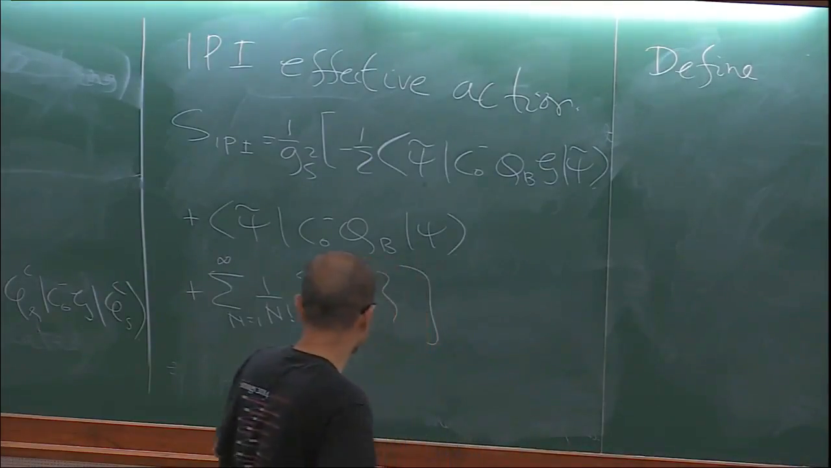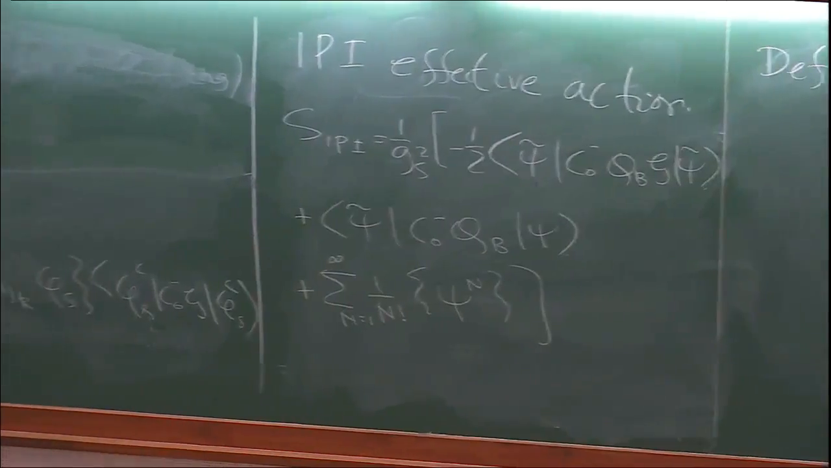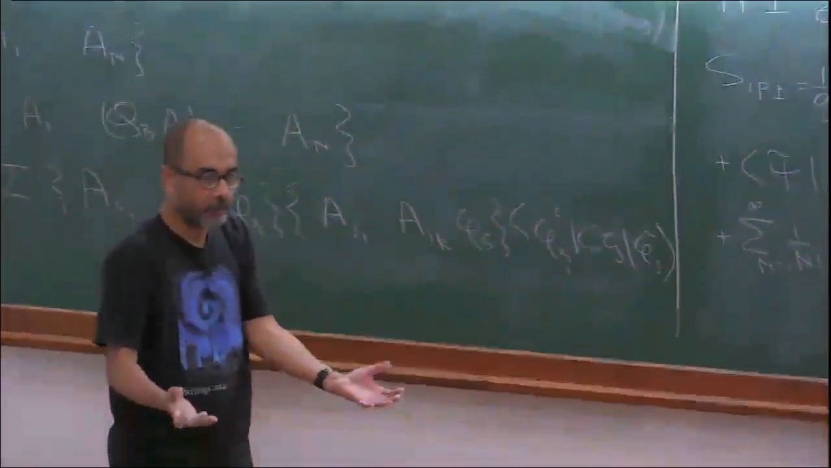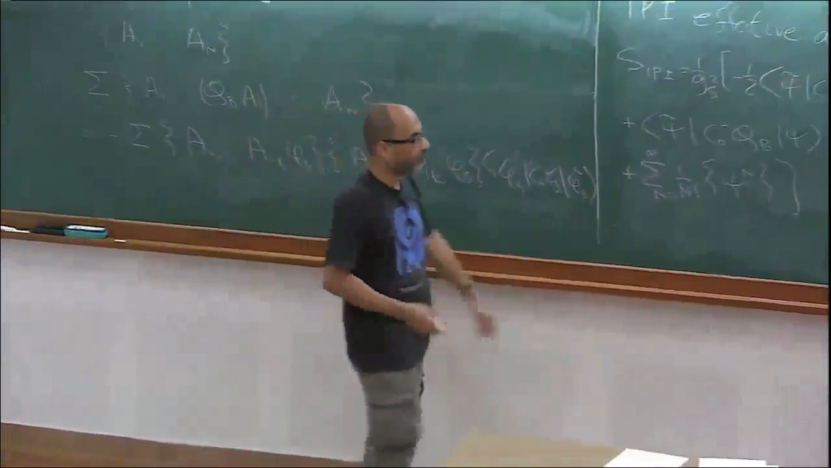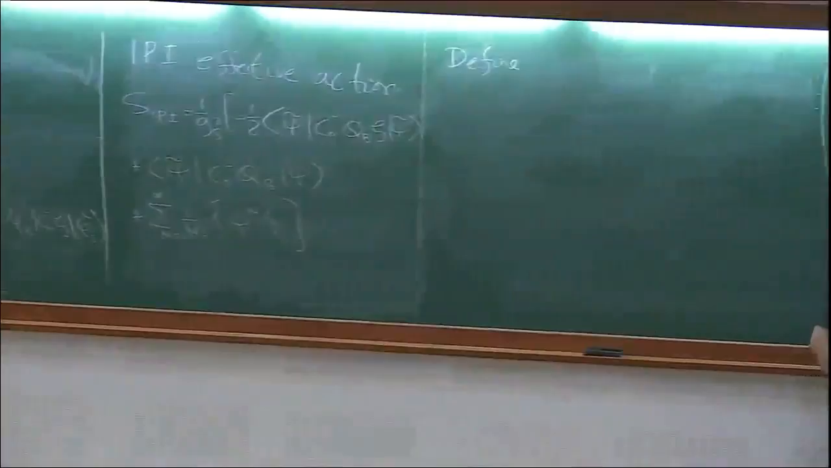Yes, by definition, first of all, the definition of the curly bracket itself contains some of the loop contributions, right? Now, this curly bracket contains further loop contributions because you are summing over all possible loop diagrams. You are summing over all possible diagrams of this kind.